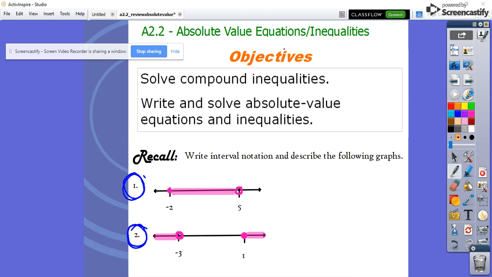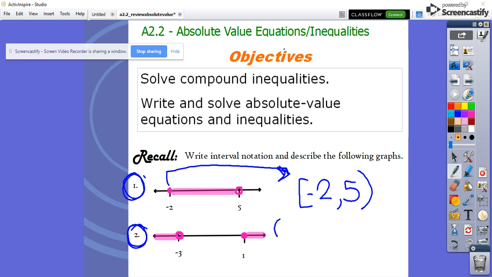Okay, so here's what I wanted you to remember, and I hope that this is what you have with your partner. When we have a closed dot on our interval, a closed dot is a bracket. So we have bracket -2, comma, all the way to 5, parentheses because it is an open dot there. And then when we move to number 2, notice that our shade extends through our arrows.